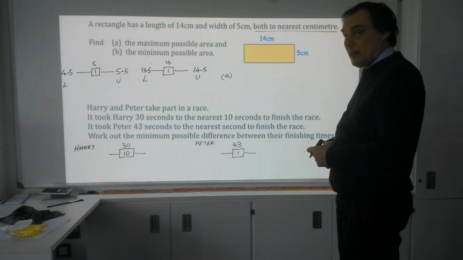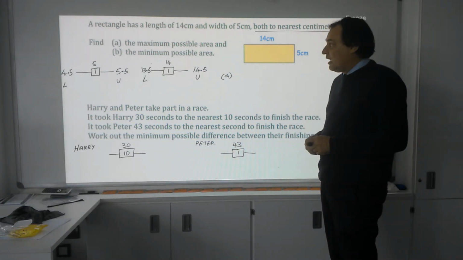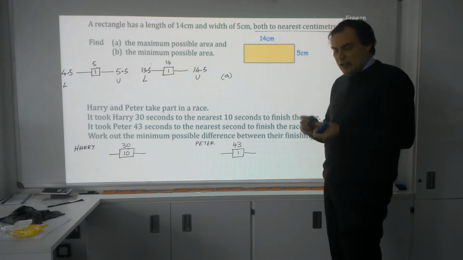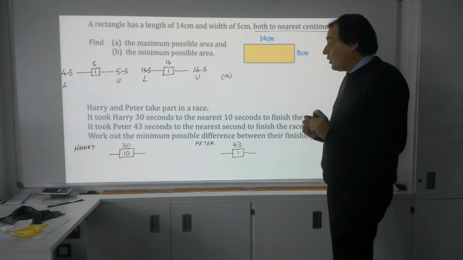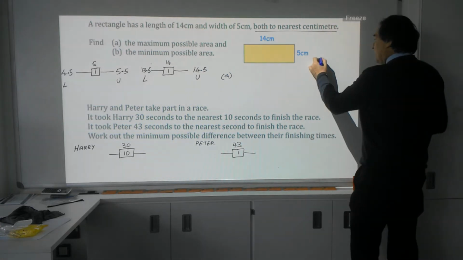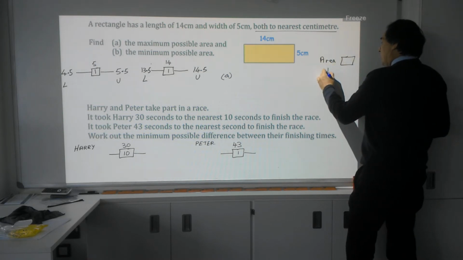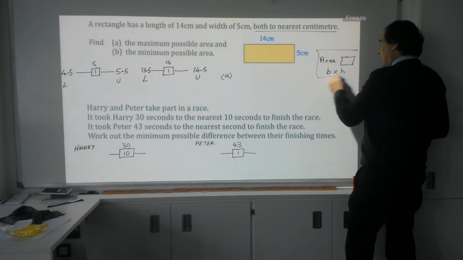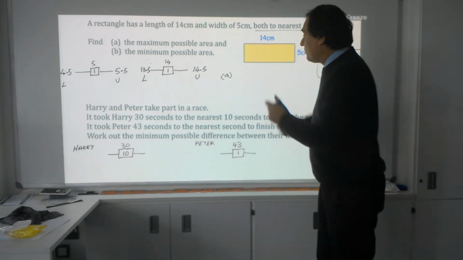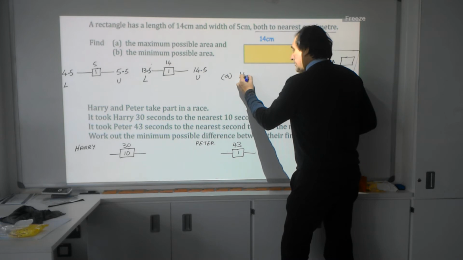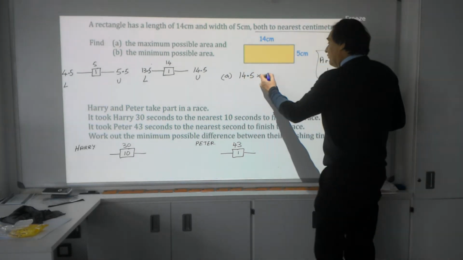Now, part A of the question is asking us to calculate the maximum possible area. The maximum possible area means we want the biggest possible rectangle. The biggest possible rectangle is going to happen when we've got the biggest base and the biggest height. Remember, area of a rectangle is base times height. A little bit of a recap there. So the biggest base, which is the upper bound, is going to be 14.5, multiplied by our biggest height, which is 5.5.